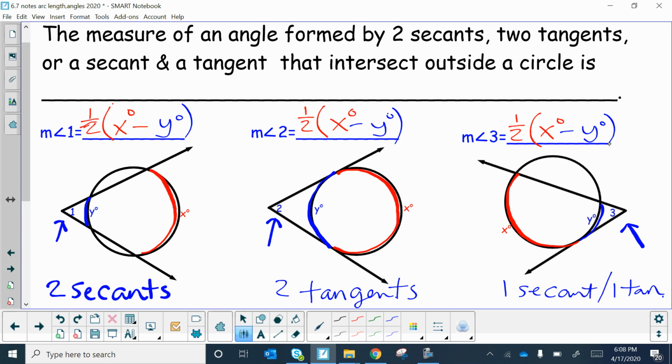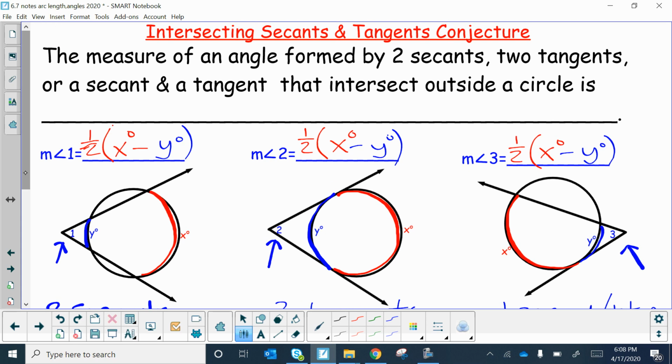Okay, either one. So how does the conjecture go? The conjecture goes: the measure of an angle formed by 2 secants or 2 tangents, or a secant and a tangent that intersect outside a circle is the large arc.